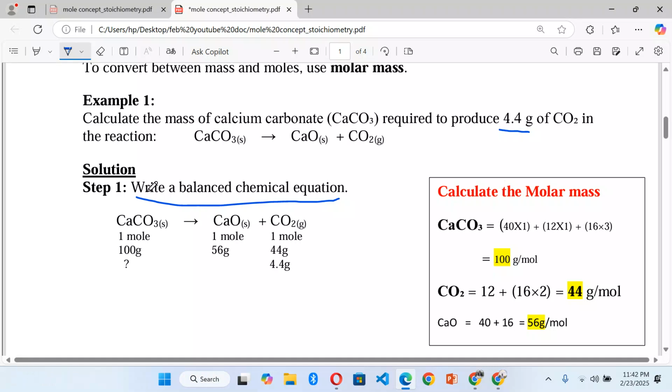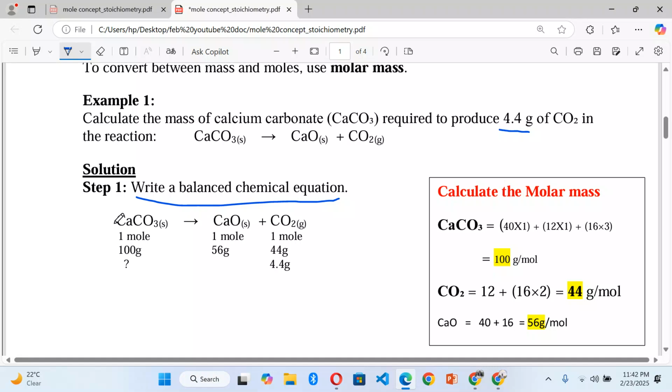So the first step is to write a balanced chemical equation. This is already balanced, and after that, we interpret it in terms of moles and also in terms of mass. Why in terms of mass? It's because our question is about mass: how much calcium carbonate decomposed to produce this amount of carbon dioxide gas. So the coefficients of these substances, the stoichiometric coefficients, help us to know the number of moles. We have talked about it.